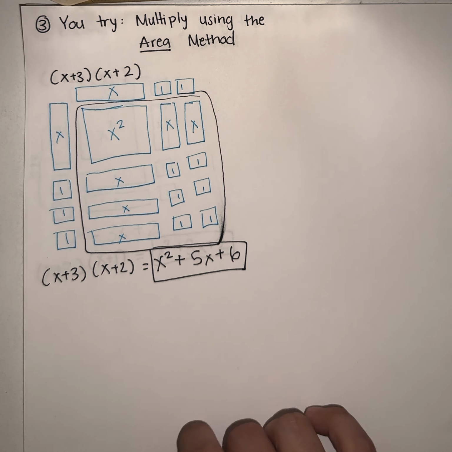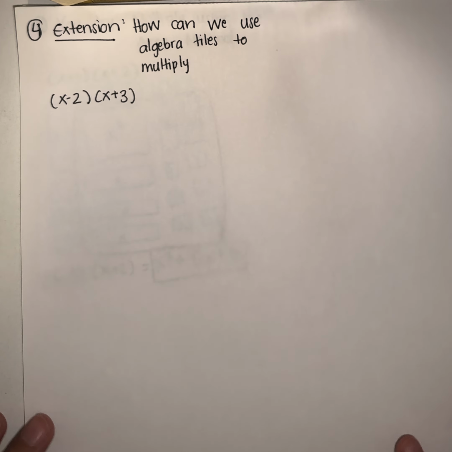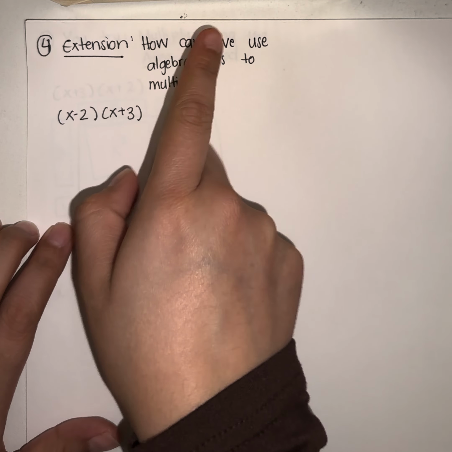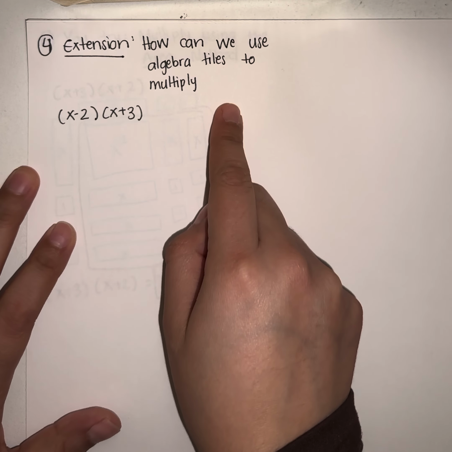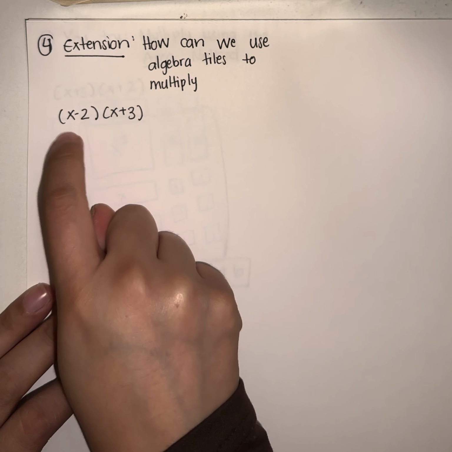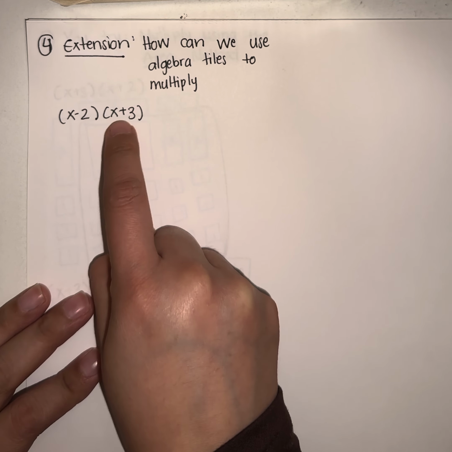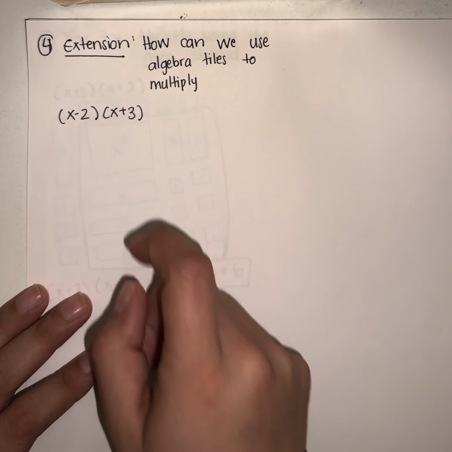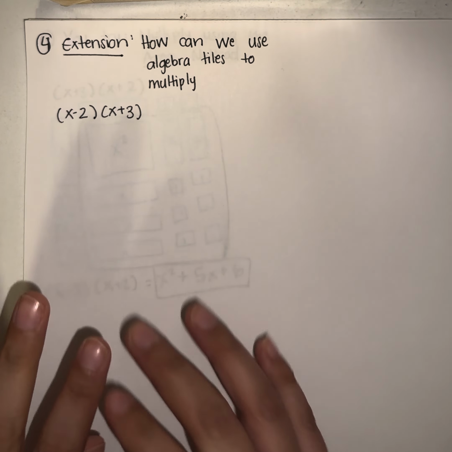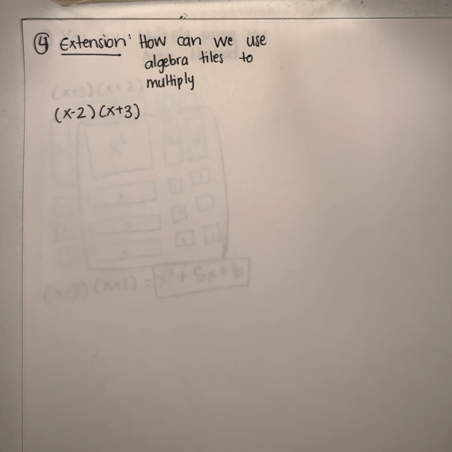Okay, now here's where we're going to do our extension. We're going to talk about this furthermore in the next couple of classes, but I just want you to begin thinking about it. Our extension says, how can we use algebra tiles to multiply? And this one says, our binomial is x minus 2 times x plus 3. I want you to give it a shot. How would we use our algebra tiles to solve this? You can just think about it, and we're going to talk about it more in the next class.